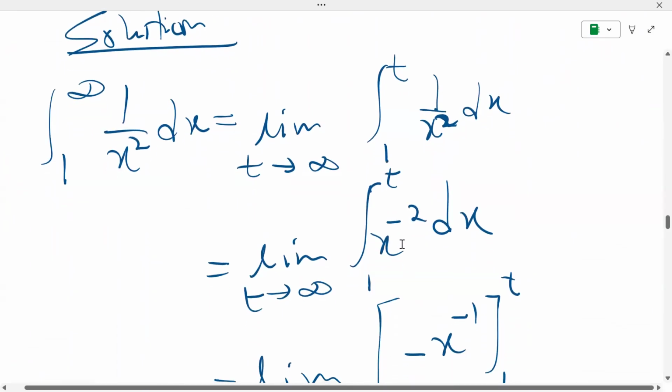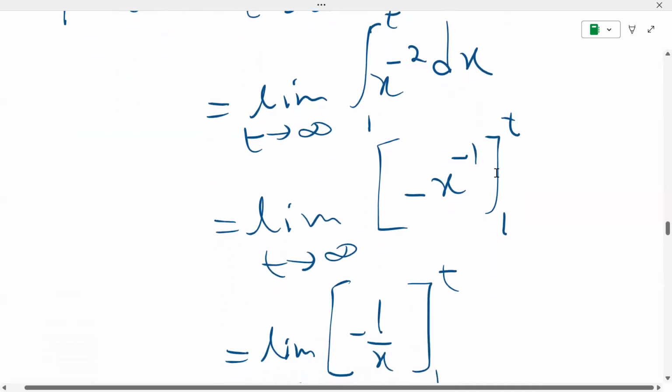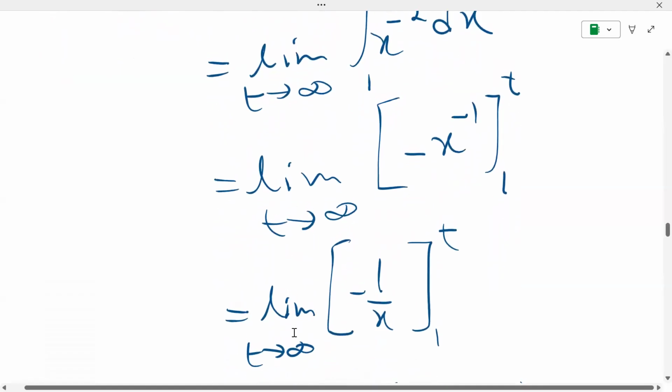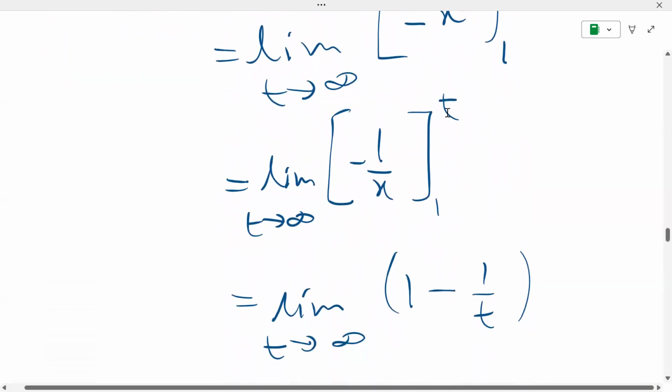So let's try and simplify this. 1 on x squared can be written as x raised to the power negative 2. The next step is that we try to do our integration. So we add 1, we shall get negative 1, and we divide by negative 1. So we shall get negative x raised to the power minus 1. Now, we can rewrite it from indices this way: the limit as t approaches infinity of negative 1 on x within the interval. So first, we use our t. We'll put our t here.